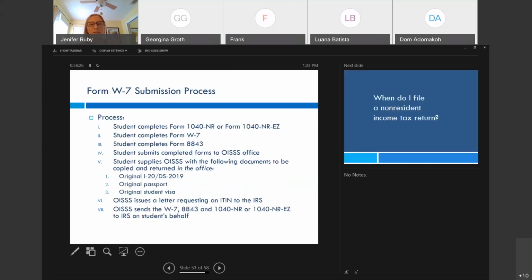This is just kind of a review process, so you can look back at this slideshow or presentation if you need the ITIN. This is everything you're going to need to submit to us, and it's actually going to have to be paper. So if you're out of the country and you need to file this, just communicate with me so that I can give you an address where to mail the documents.